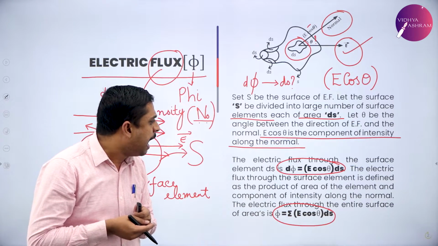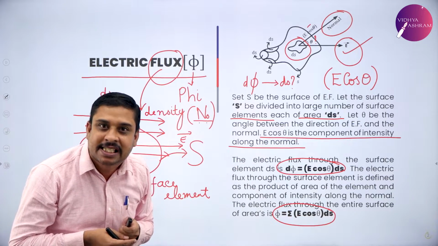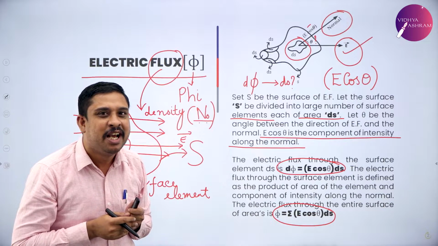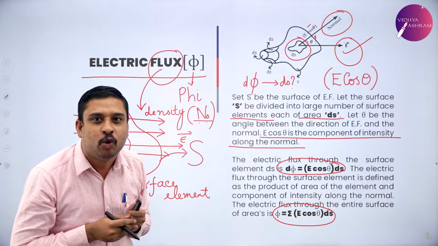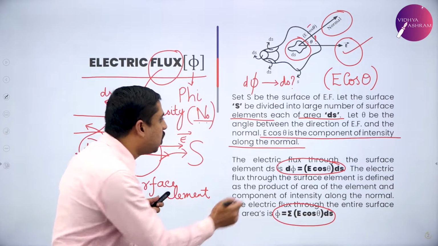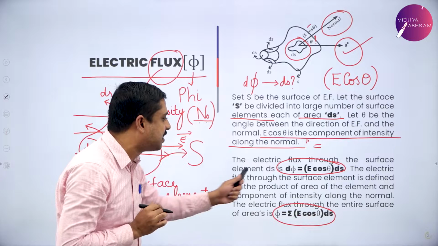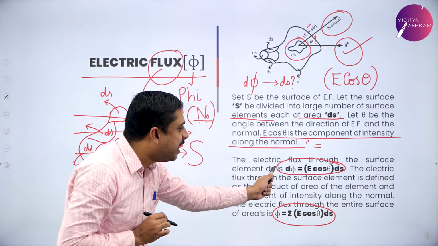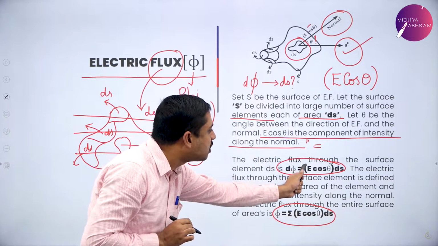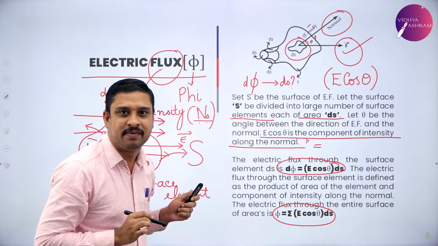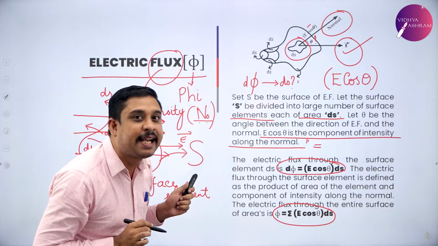Now, I need to write the SI unit for electric flux. This is a one-marker in your 2020 PU exam: write the SI unit for electric flux. Mathematically, how have I defined it? Flux equals E cos theta into ds. What is E cos theta? It is the electric intensity.